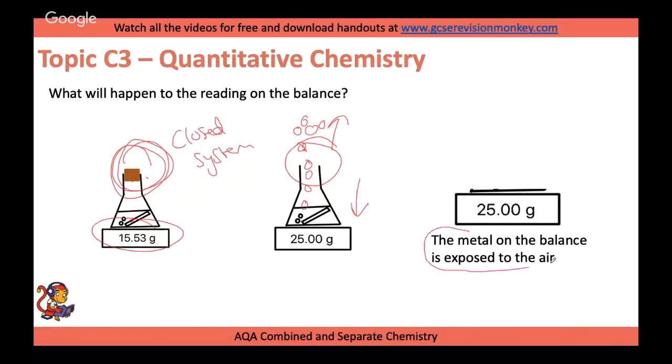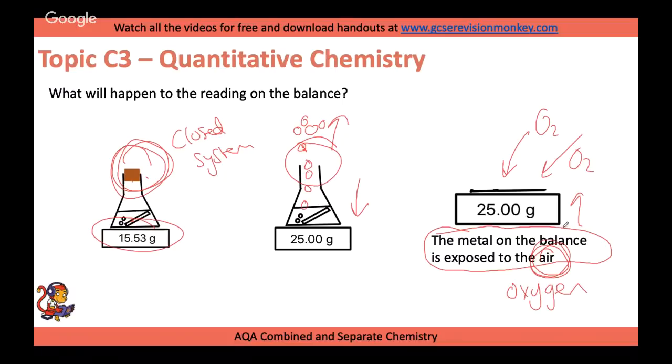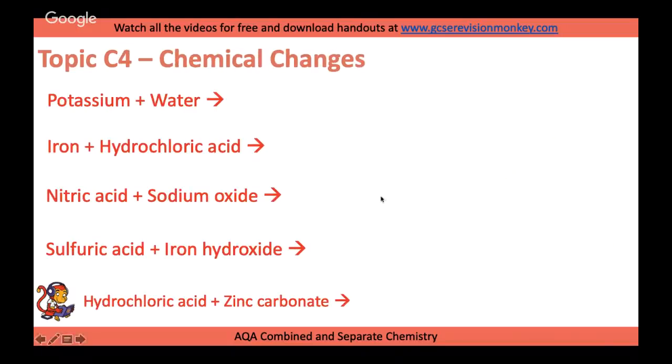In this case, I've got a piece of metal that's exposed to air on a balance. Any time you see air in the exam, think that the object could react with oxygen. So this time, oxygen could react with the metal and increase the mass. Now, whilst I look at a couple of comments, have a look at these equations and see if you could finish these off yourself as word equations.